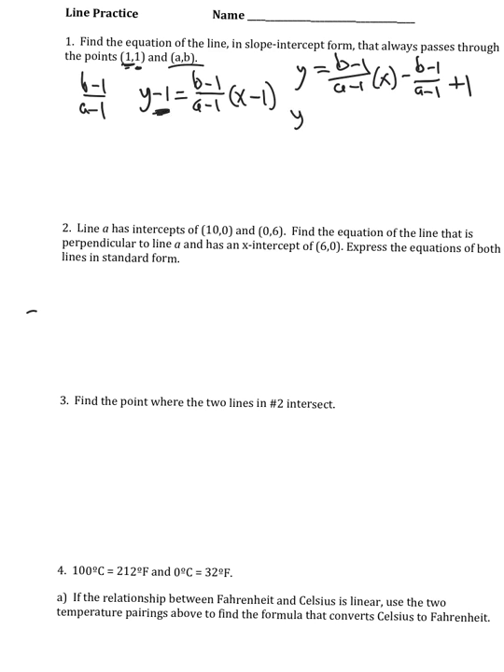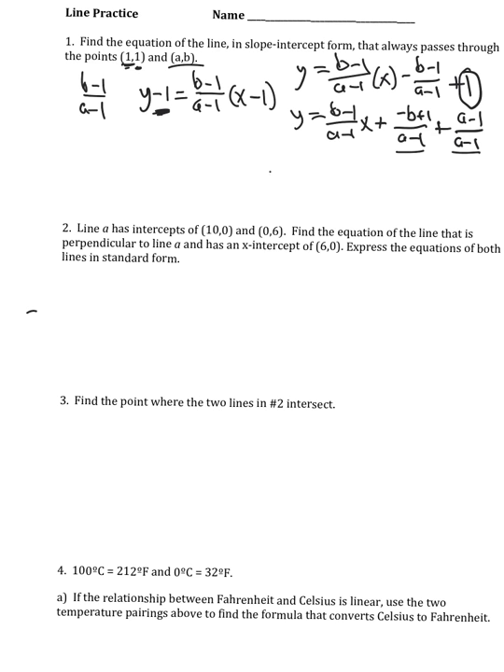Okay, so now we're going to rewrite this as y is equal to (b - 1) over (a - 1) times x, and we're going to change this to a plus. So that's going to change this to a negative b and this to a positive 1 over (a - 1), plus (a - 1) over (a - 1). What we did is we just replaced this 1 right here with (a - 1) over (a - 1) to give it the same denominator as this other fraction here.